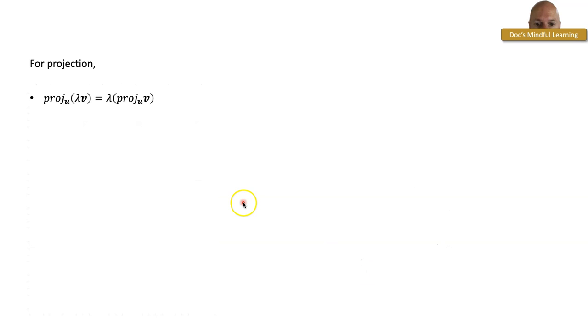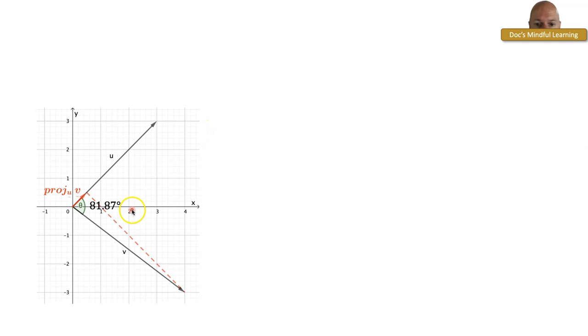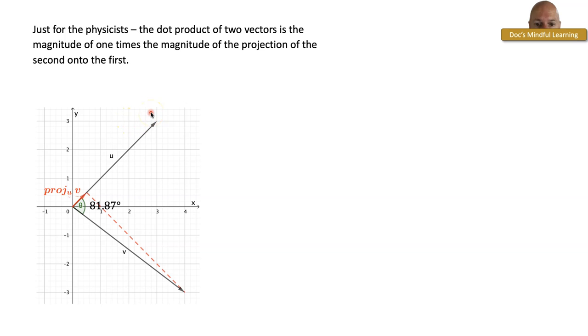Now, when we do projection, there are a couple of little rules to help us with the arithmetic. So the projection of lambda v onto u is lambda times the projection of v onto u. And I think if you don't get bamboozled by the terminology, that makes absolute sense. The projection of v plus w onto u is the projection of v onto u plus the projection of w onto u.